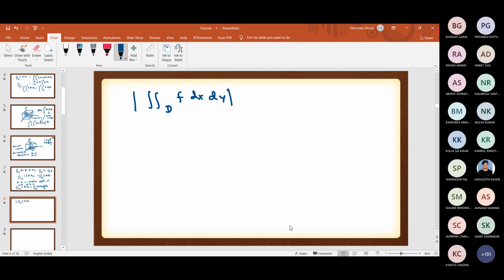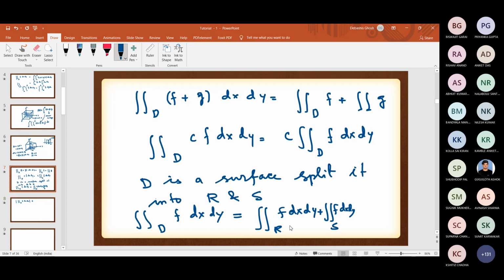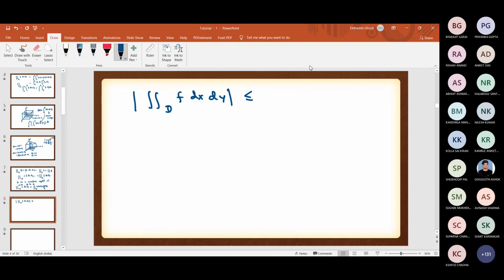Sir, can you show the previous slide once again? Okay, sir, got it. Sir, can only symmetrical surfaces be split into two parts, or can we split any surface? Sir, you are muted.